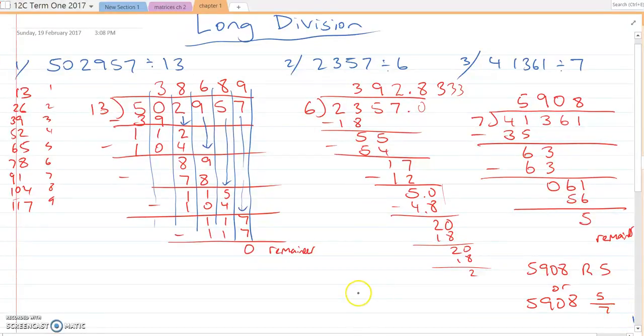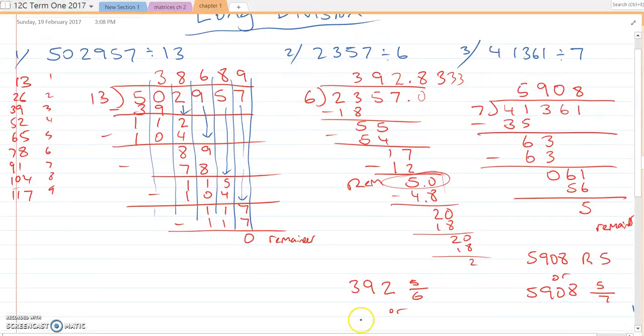It was this one here. This one could have been 392, and up here is where I had my remainder. And 5/6, or 392 remainder 5. Alright, you can always make up as many of these as you like, practice them, and of course check your answer on a calculator.